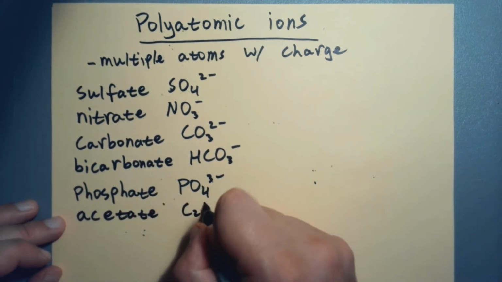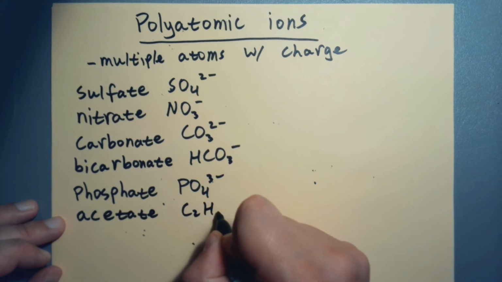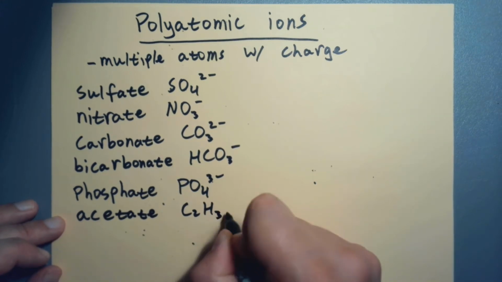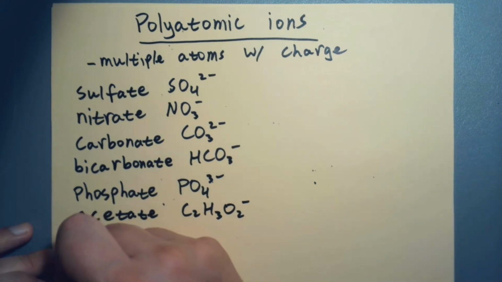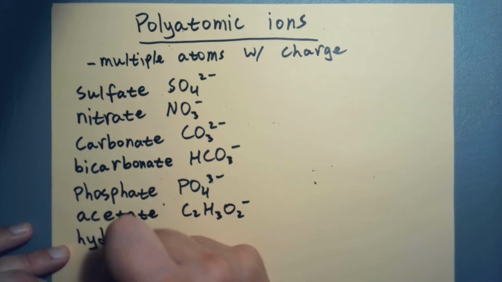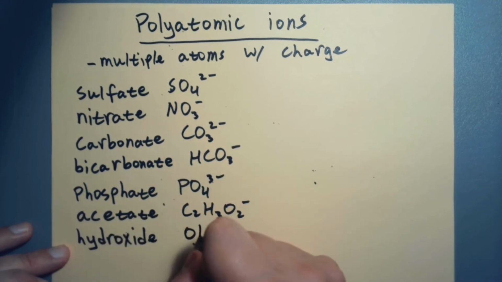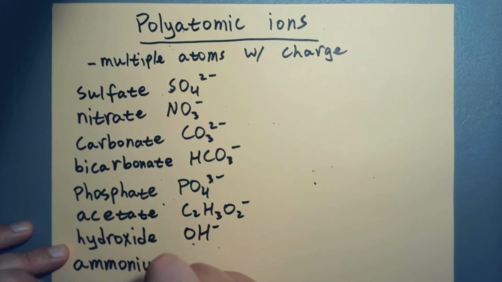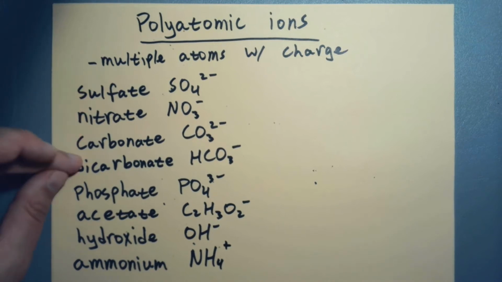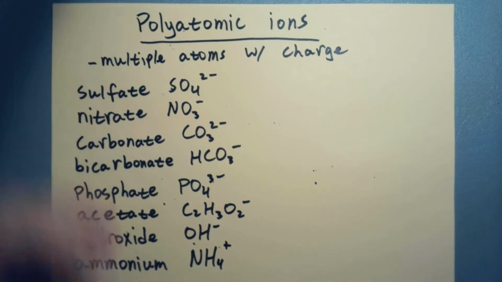which is C2H3O2-. Alright, and then we have hydroxide, which is OH-. And then we have ammonium, which is NH4+. So there should be 8 of these: 1, 2, 3, 4, 5, 6, 7, 8. Alright, so that is the list for the class.